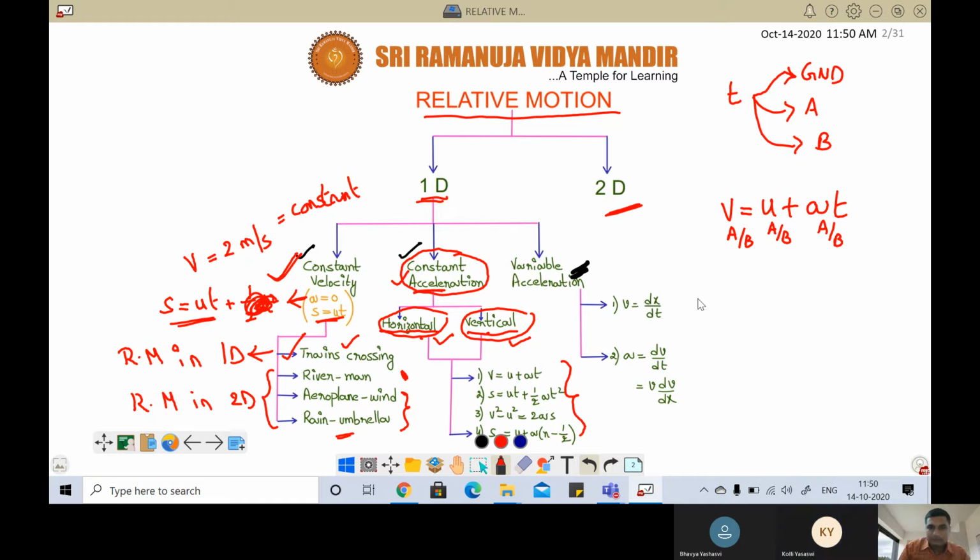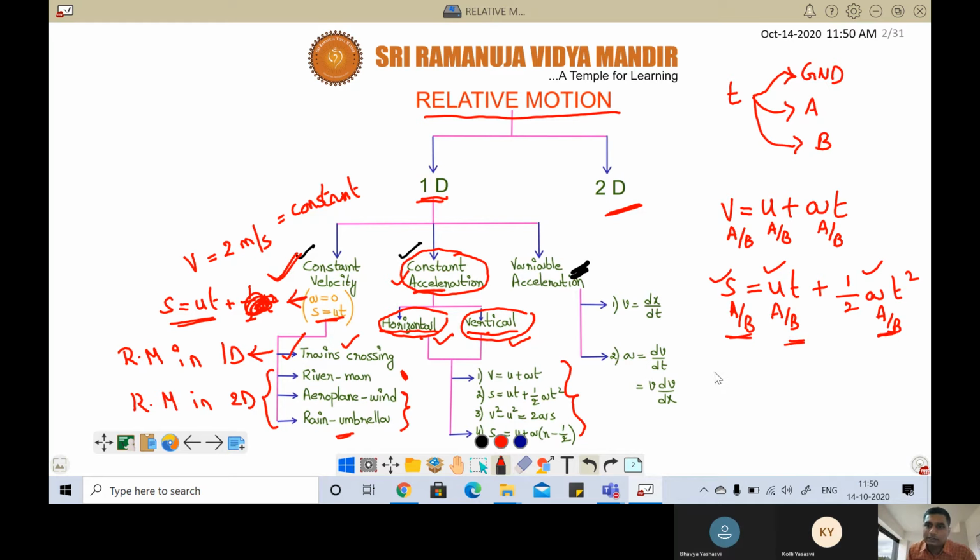Yes, sir. In the same way, the second equation also, S equals ut plus half at square. Here also the only difference is that A with respect to B quantities you have to calculate. And I just now told how to calculate these quantities, correct or not?